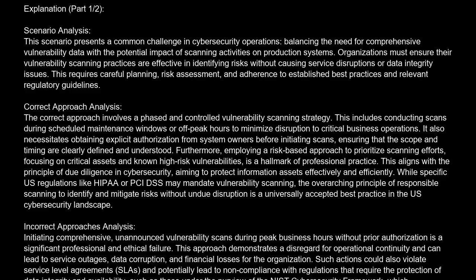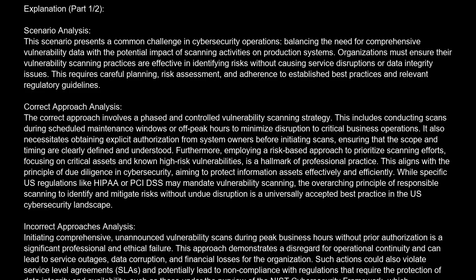This aligns with the principle of due diligence in cybersecurity, aiming to protect information assets effectively and efficiently. While specific U.S. regulations like HIPAA or PCI DSS may mandate vulnerability scanning, the overarching principle of responsible scanning to identify and mitigate risks without undue disruption is a universally accepted best practice in the U.S. cybersecurity landscape. Incorrect approaches analysis.